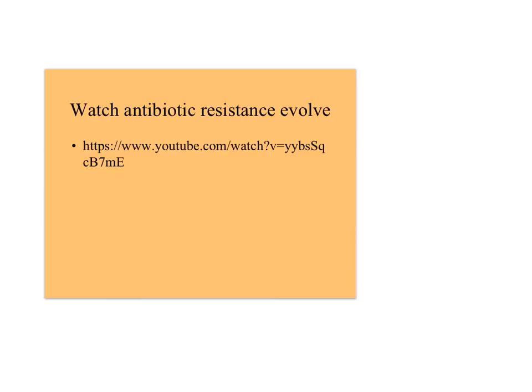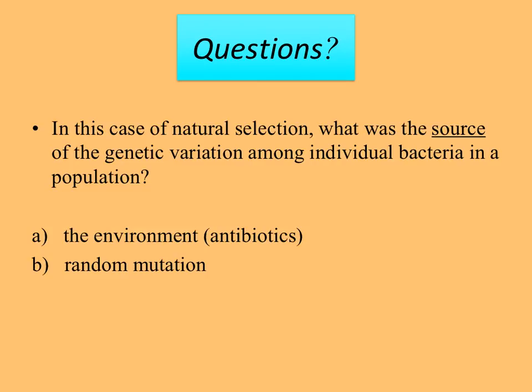Now, okay, in the case of natural selection, what was the source of the genetic variation among individual bacteria? A, the environment, or B, mutation? Anybody? Speak up. Say A or B. Okay. The environment changed.